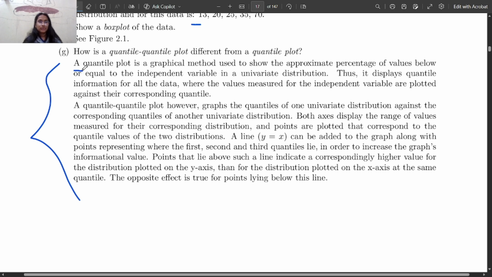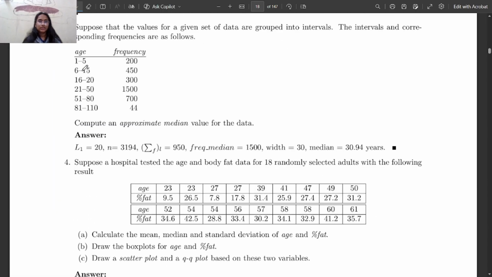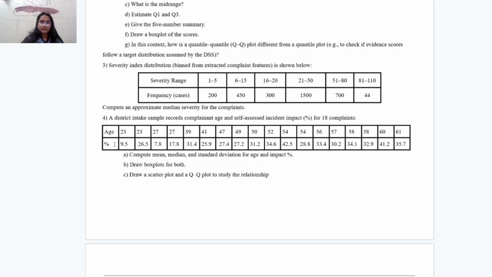So great, question number 2 is completed. Now moving ahead with the next question. In the next question, we are given grouped frequencies of student satisfaction and need the approximate median. Here the question is given.